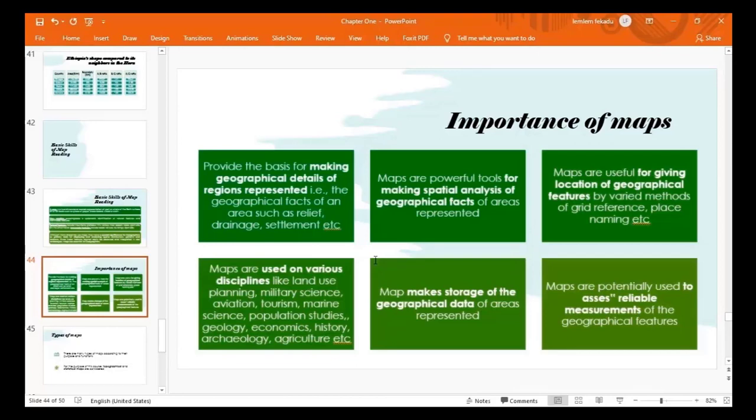So maps make storage of geographical data. Maps can store geographical data. Maps are potentially used to assess reliable measures, for example, to measure geographical features.